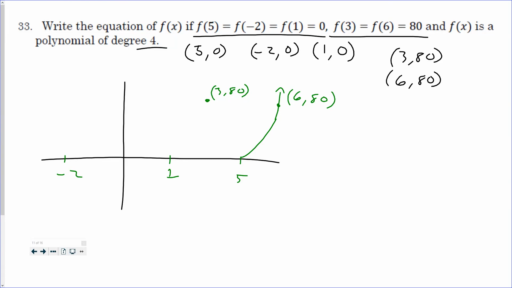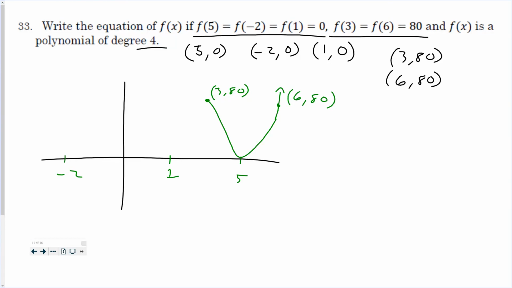And at the same time, I have to make sure I hit this 380 without making any other x-intercepts. That means at 5, I have to bounce, because if I go through at 5, I have to make another x-intercept to make sure I go back up and hit that 380. That's why at 5, I have to bounce off it to make sure I don't make another x-intercept.